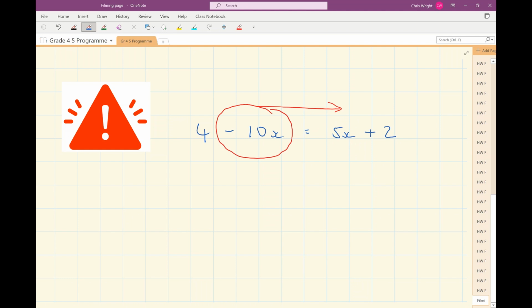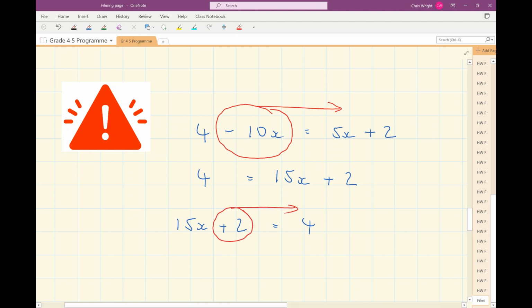If you float and ping the minus 10x's, you have 4 on the left, and that minus 10x becomes a plus 10x. So you won't have 5x's anymore on the right-hand side. You'll have 10 more, so you'll have 15x plus 2. Now, if it were me, I'd swap these over. Instead of 4 equals 15x plus 2, I'd say 15x plus 2 equals 4. And now I think it's looking straightforward.